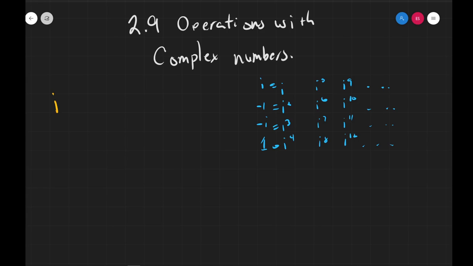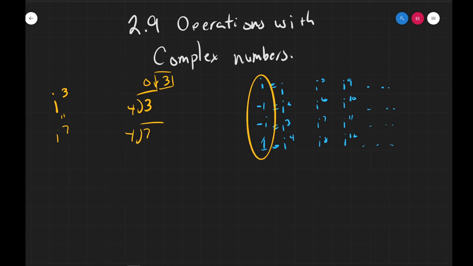If I take i to the third power, 3 divided by 4 is 0, but my remainder is 3. So we have a remainder of 3. What if we did i to the 7th? Remember, these two things are the same. If we take 7, which is our exponent, divided by 4, since we have 4 things repeating in that pattern, we get 1, remainder 3. Take a look, we got that third remainder.